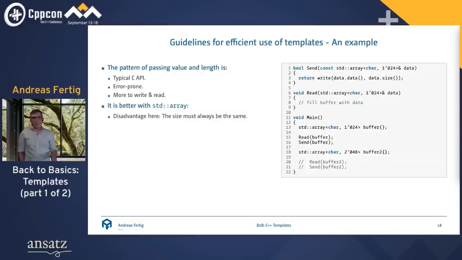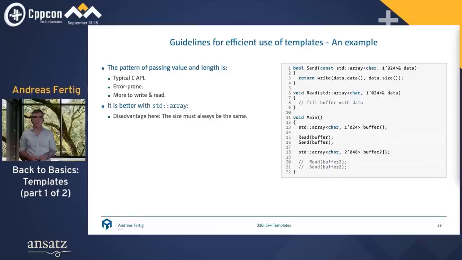So what can we do about this? Well, we can plug in standard library containers like std array. We use a std array as shown of type char and say it's of size 1024 for read and send here. Sad thing is that then it doesn't compile anymore, because lines 20 and 21 will result in a compile error. We only have a function that takes a std array of char and 1024. We cannot pass in there a std array of char and 2048. What would that mean anyway?